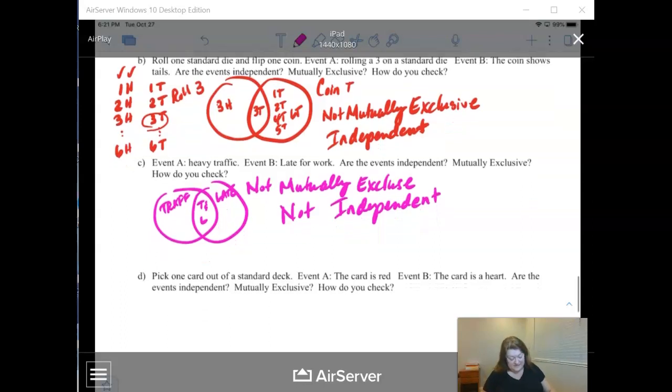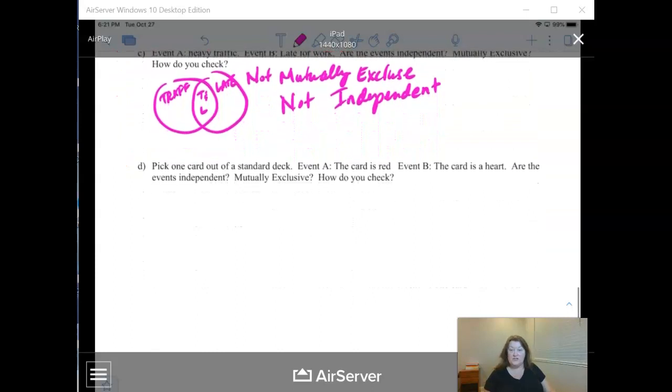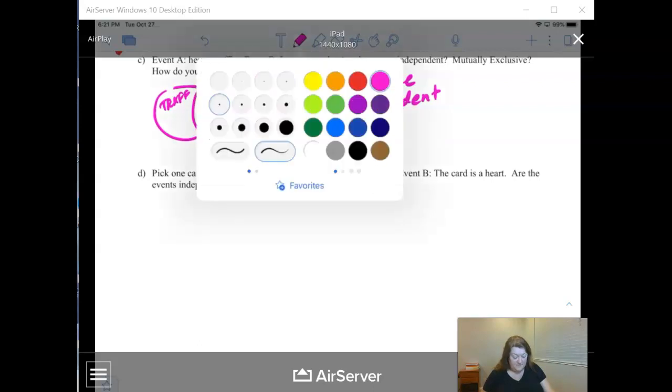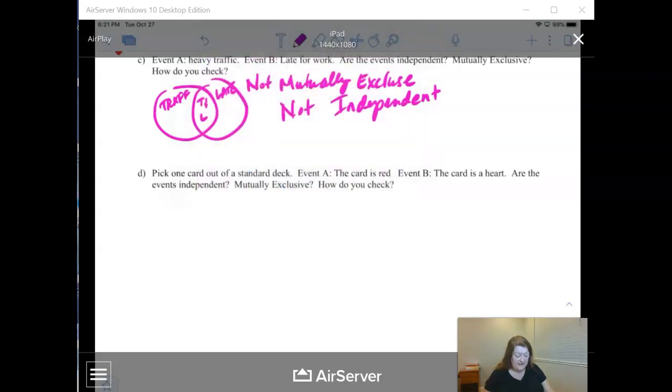Right? And then in D, it says pick one card out of the standard deck. So again, just one card. Event A is that the card is red. Event B is that the card is a heart. So we've learned now the first thing you ask is, can I have a red heart? Yes. Matter of fact, I can have 2 in a standard deck of cards, right? I could have a diamond, right? And I could have a heart. Okay, so the overlap, I take that back, would be just the heart, right?